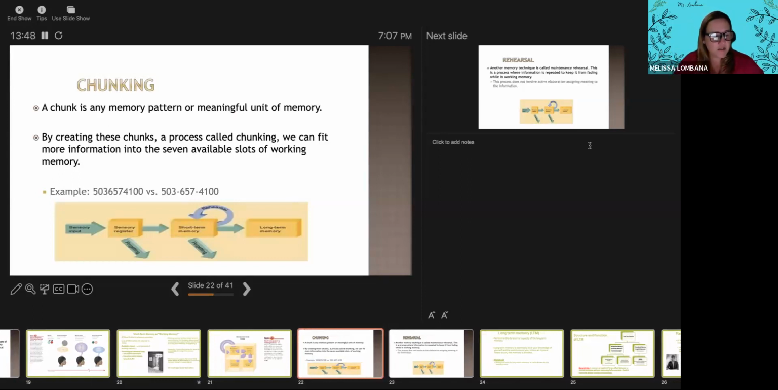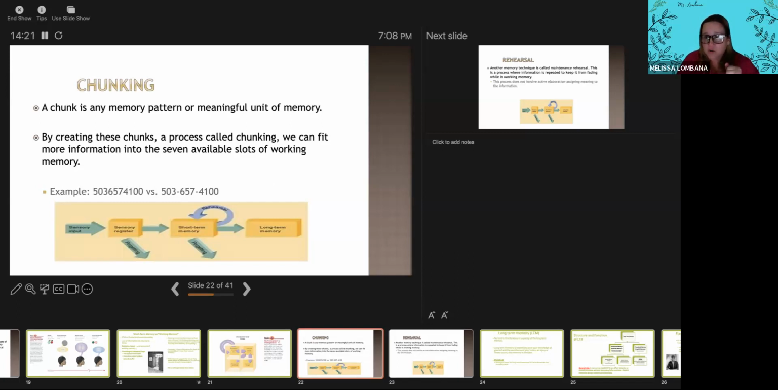So the first one is chunking, and chunking is a way to increase our short-term memory. Chunking is when we group things together. Okay, so like our phone numbers, our social security numbers, we're putting it all in chunks. When you're writing your essays, when you're writing your FRQs, that is why I tell you guys to skip a line, chunk your paragraph so it's easier to process that information.